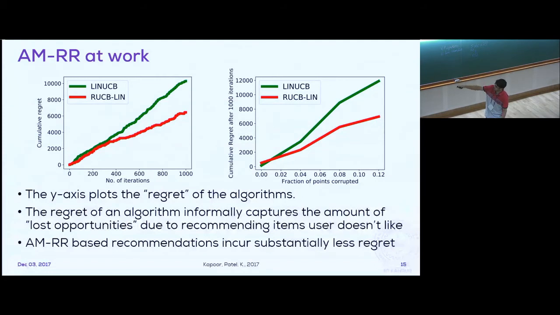This is with a fraction of corruption, but even so, the red line is what you would get. This is the regret which Swati was alluding to, the amount of lost opportunities the algorithm experiences due to recommending items that the user does not like. So if you executed things just as before, you would get pretty high regret. But if you execute an algorithm based on this AM-RR algorithm that I just described, the regret that you get is much lower.